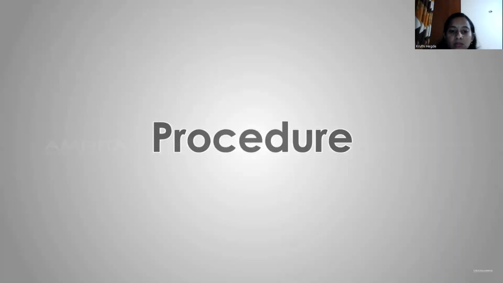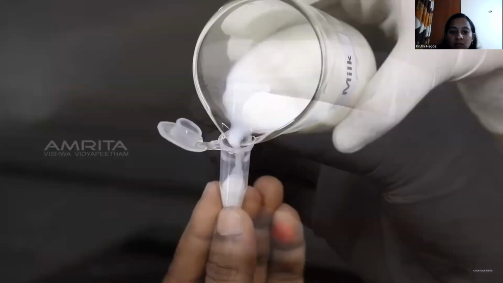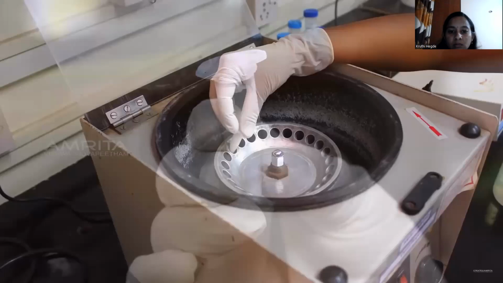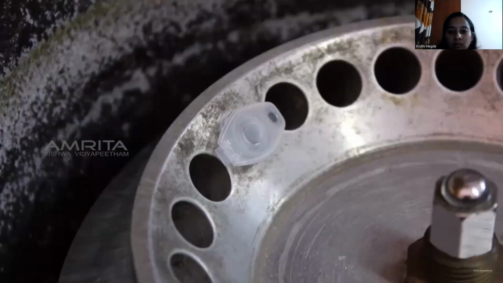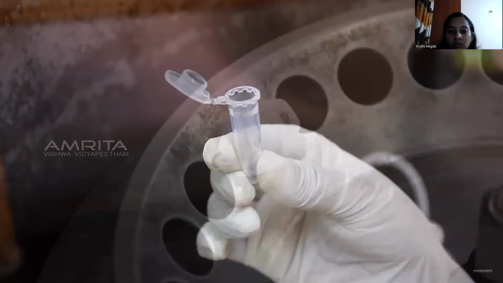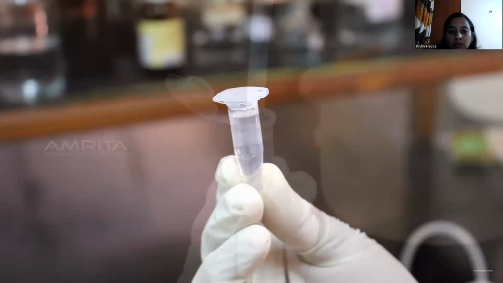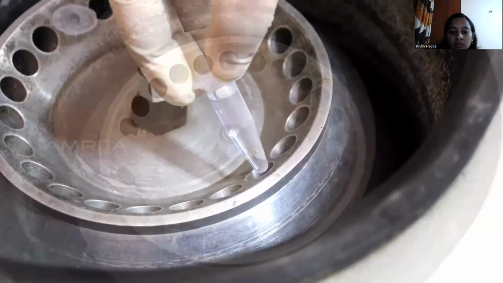Procedure. Take a centrifuge tube and fill it 3/4 full of milk. Place the centrifuge tube in one of the holes of the rotor of the centrifuge. Take another centrifuge tube and fill it 3/4 full of distilled water. Place it opposite the first centrifuge tube to balance the centrifuge machine.